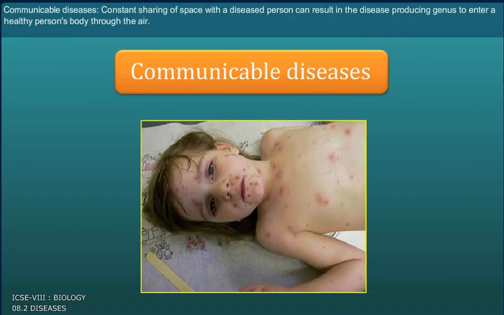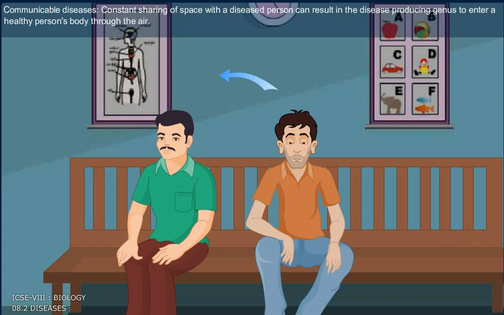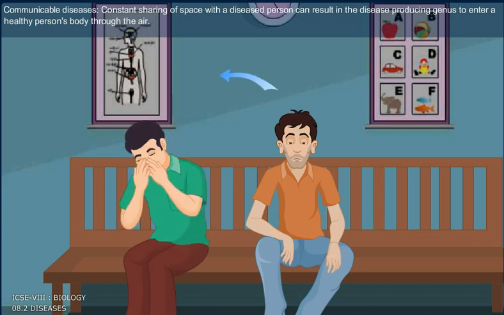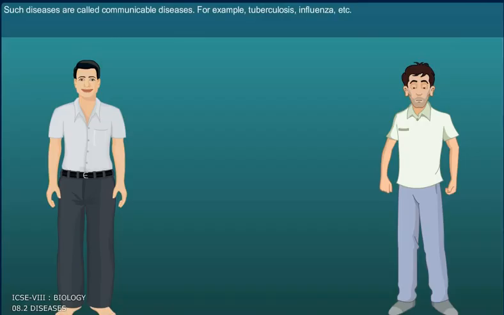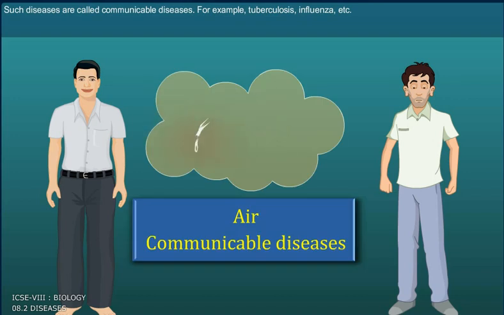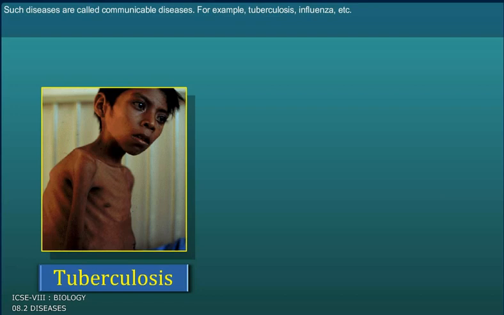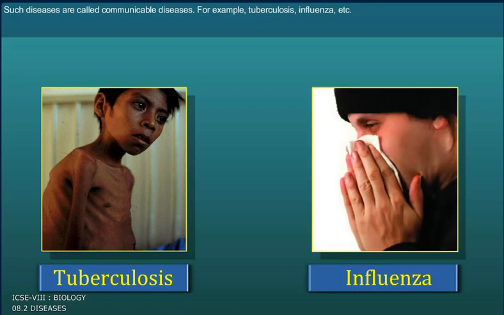Communicable diseases. Constant sharing of space with a diseased person can result in the disease-producing germs to enter a healthy person's body through the air. Such diseases are called communicable diseases. For example, tuberculosis, influenza, etc.